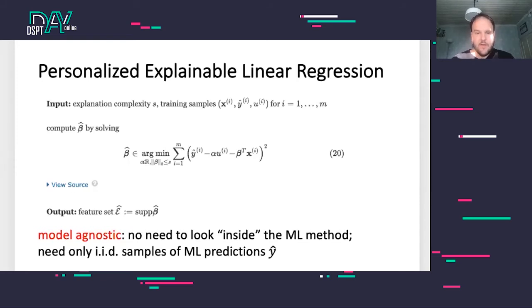Note also that this algorithm is model agnostic, in the sense of not requiring any information about the inner workings of the machine learning method that delivers the predictions. So we only require examples or IID samples of machine learning predictions. So we only need to probe the machine learning method for some training examples, but we don't need to look inside the machine learning method to implement our algorithm for computing explanations.